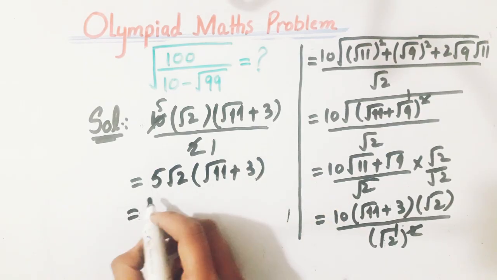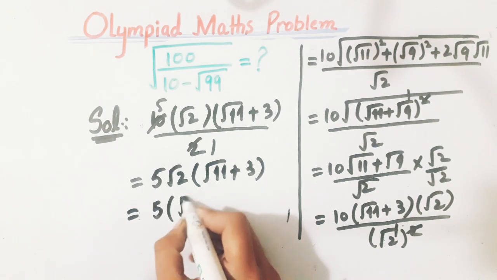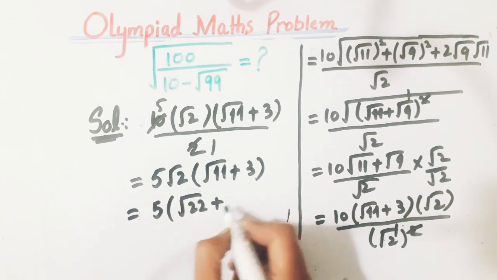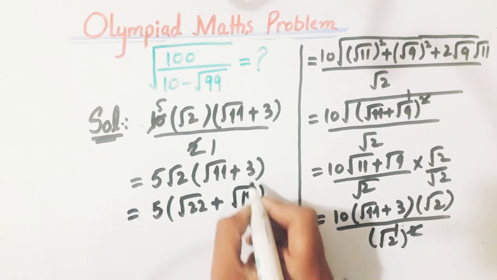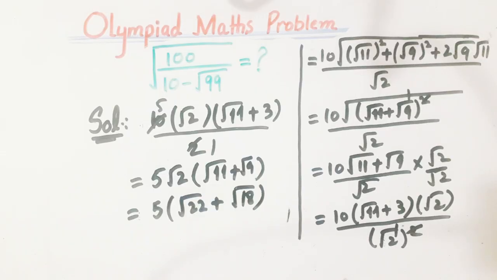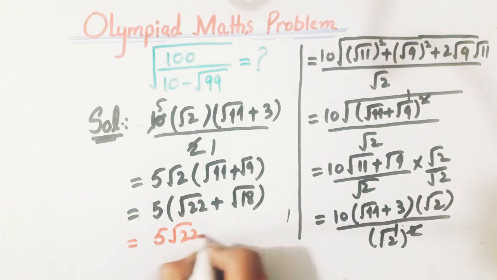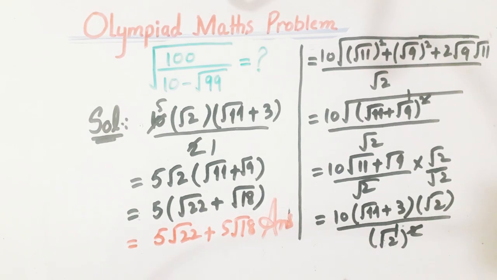Now multiply inside the bracket. So we have 5 into root of 22 plus root of 18, because 3 can be written as root 9. So after this we will write the final answer, that equals 5 root 22 plus 5 root 18. So this is the final answer.